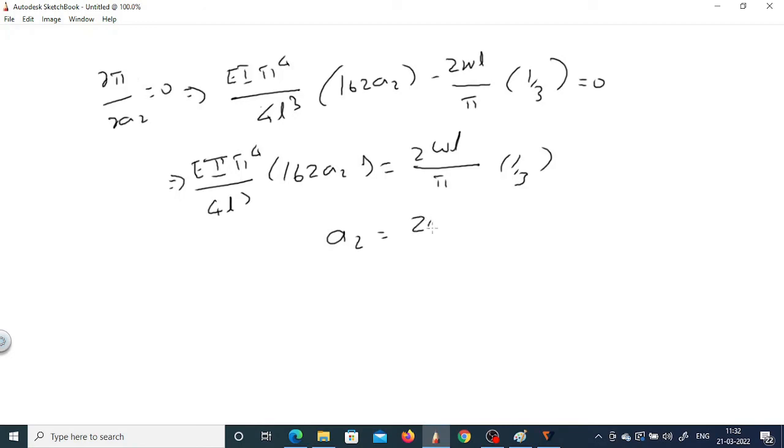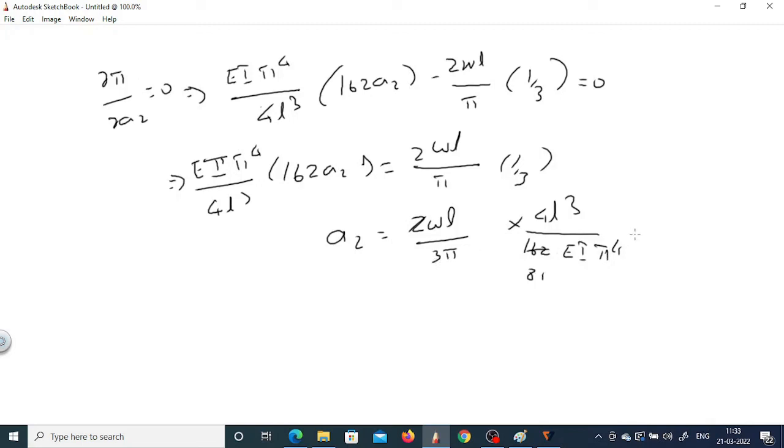A2 is equal to 2WL divided by... what happens here, 3 by available, which can be written as 3 by... I can cross multiply, 4L cube, here I got 4L cube divided by 162 into... here you see, what happens, A2 is equal to 2W available. I can form here 162 into EI by power 4 I got. So now this 2 and 162 I cancel, from this I can get 81.